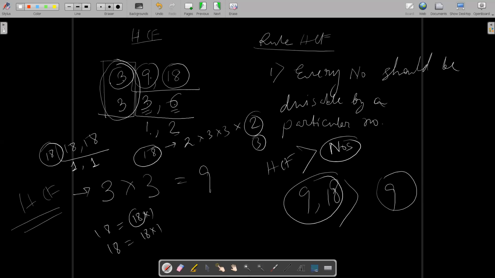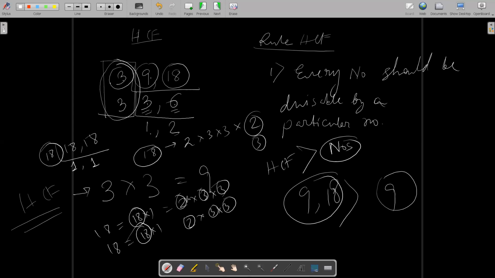So what is the highest common factor? I skipped a step. Actually 18 is 2 into 3 into 3. So the three factors are there, but the 3's are common. Those 3's are common, so I have taken all together 18. So 18 is the highest common factor.